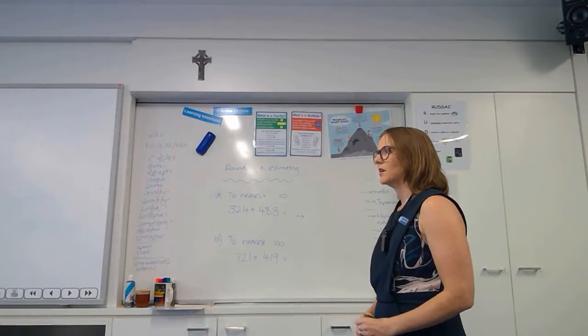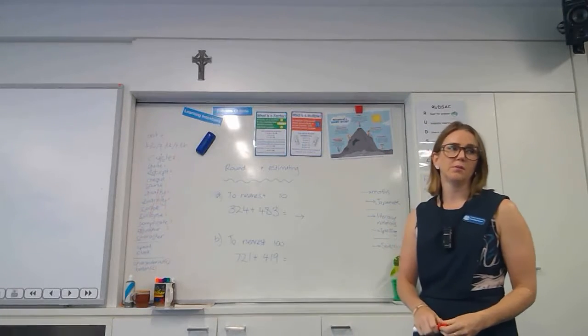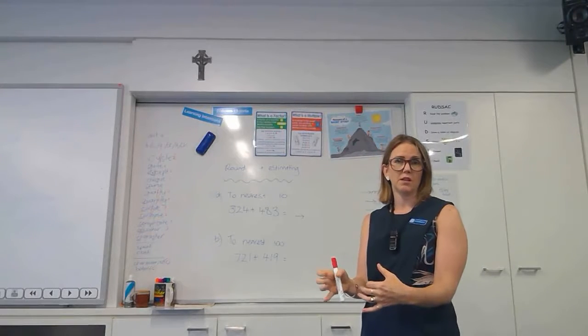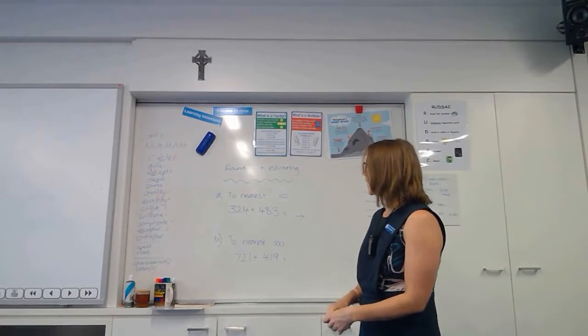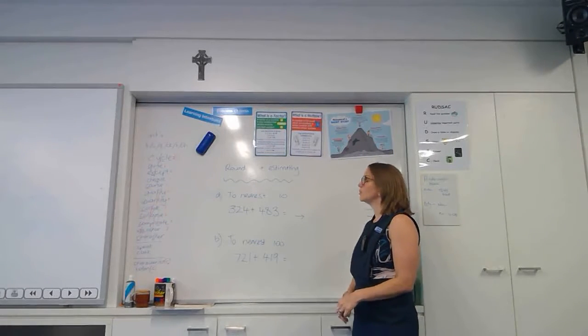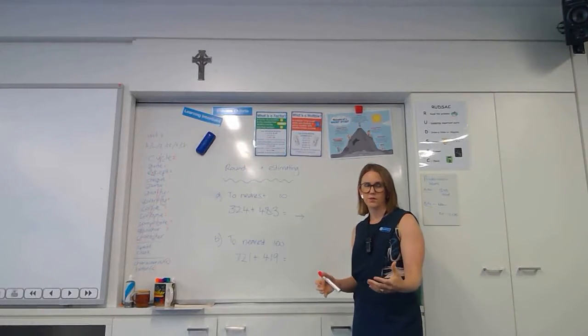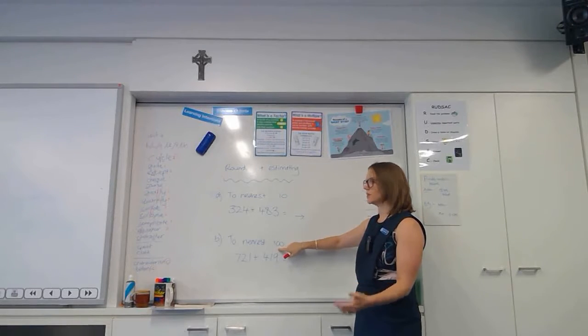Now, normally you would actually work out the proper sum most of the time, but occasionally you might be asked to just round and estimate and give your answer. And this is one of those times. Okay? So when you're rounding or you're being asked to round, they will tell you what to round to. So here to the nearest 10 and here to the nearest 100.